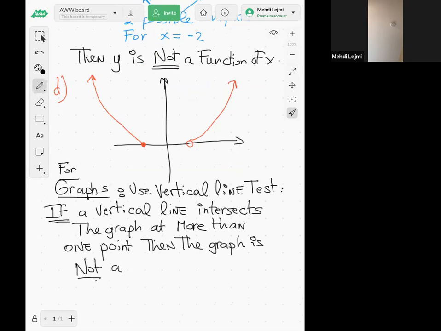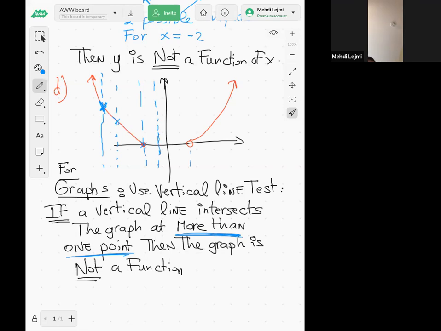Now for this particular graph, if you use vertical lines, this one here intersects the graph at 1 point, which is fine. Here, same, 1 point. Here, no point, and that's fine too. Again, the test is about a vertical line intersecting the graph at more than 1 point. So it could be 1 point or no point, and that's fine.